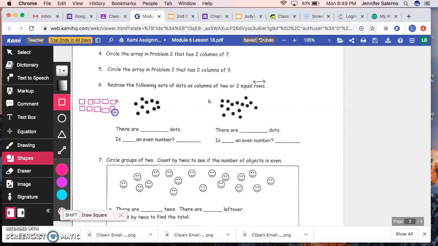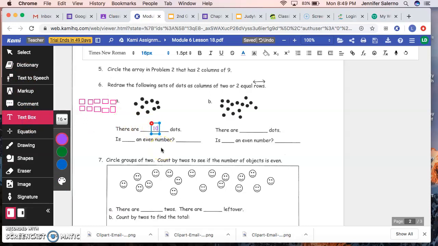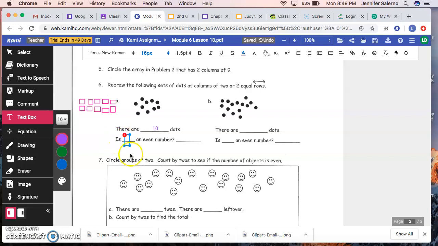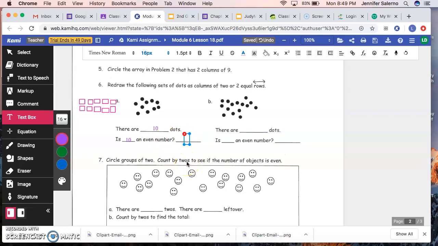Then when I'm done, it says there are blank dots. So it's asking me how many dots are there in total. Well, we already said that there are 10 dots. Okay? 1, 2, 3, 4, 5, 6, 7, 8, 9, 10. Now it's saying, is 10 an even number?